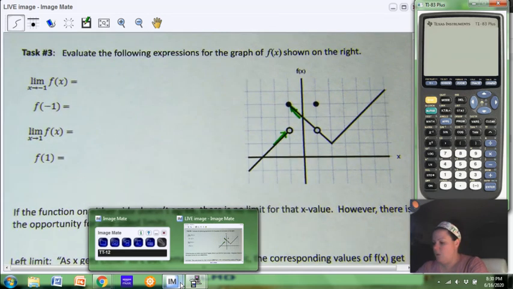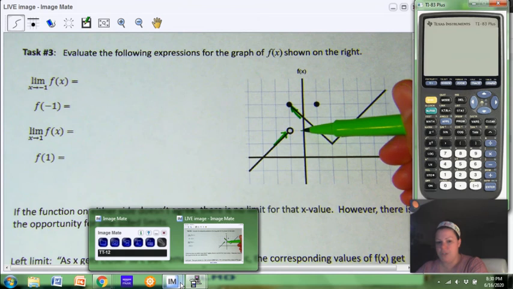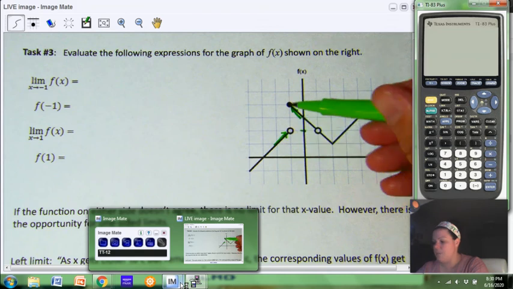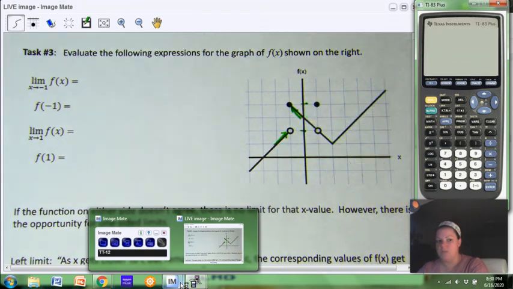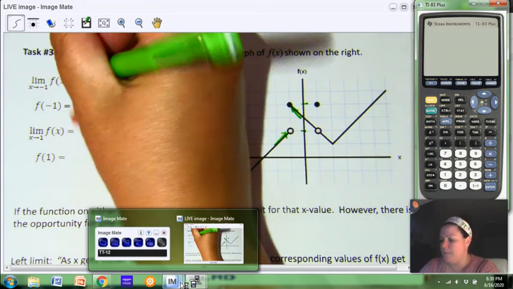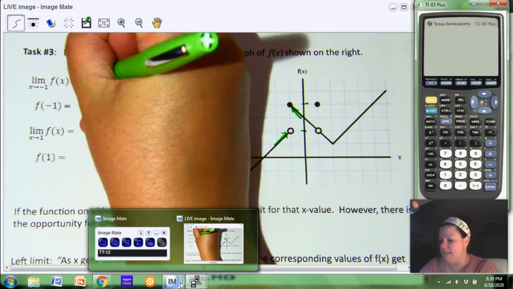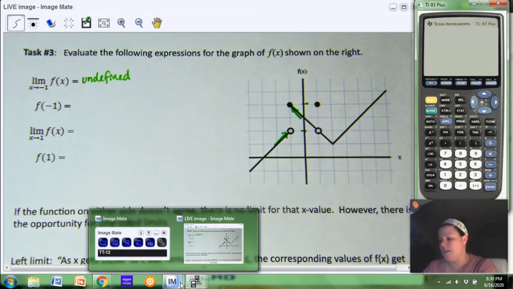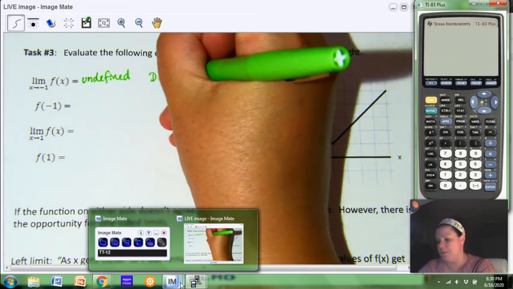So if you notice, the hole is at a level of 2. The point is up here at a level of 4. So the function's not approaching the same value. So this is something where the limit would be undefined, or in the case of Mean Girls, does not exist is also acceptable.